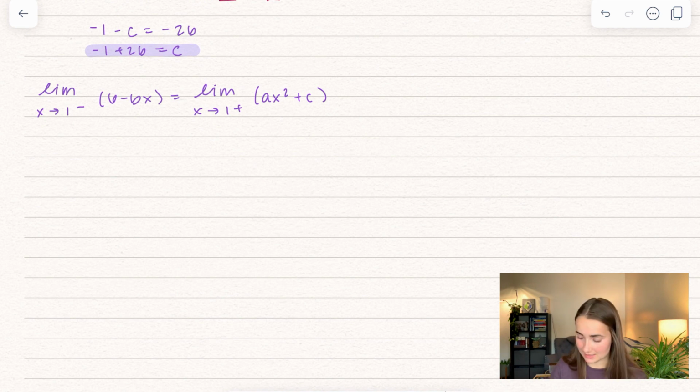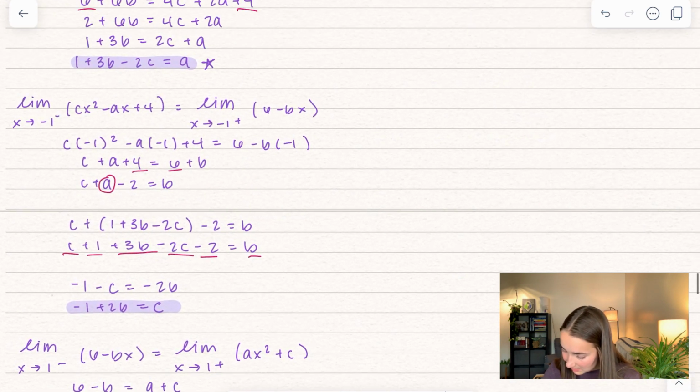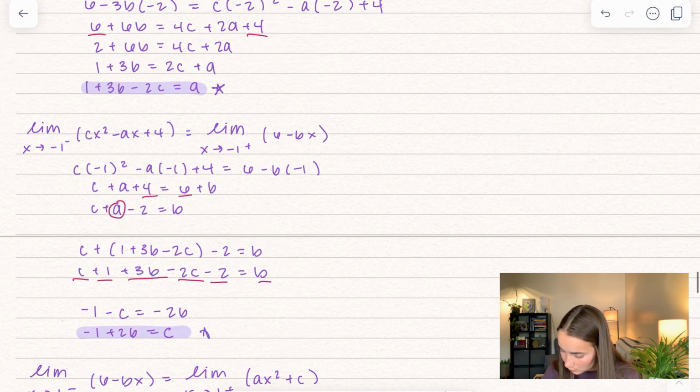Again, I'm just using direct substitution. So I get 6 minus b is equal to a plus c. And now I can plug in those values that I know. I know c is equal to negative 1 plus 2b, and I also know what a is equal to. So let me go ahead and plug all of those in.